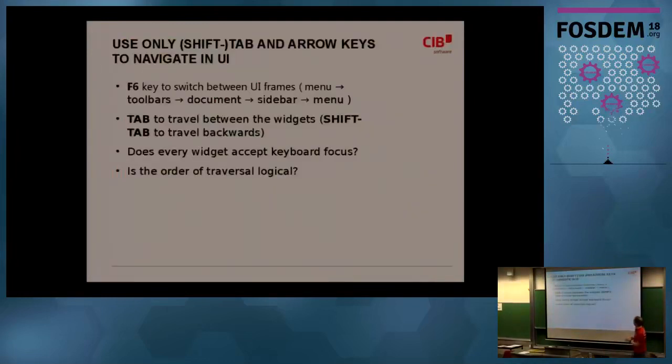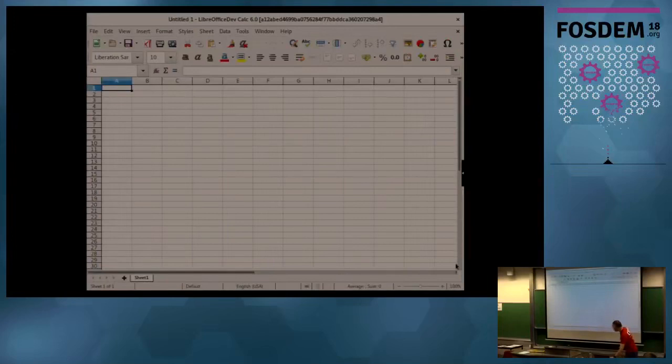Next one is to navigate UI, not only in a single dialog, but if you have the full LibreOffice UI. So the trick is always press F6. So now you see the menu bar is highlighted. I press it again. Now it's the first toolbar. Now the second toolbar, third. And now I think I'm in the, yes, now I'm in the document.